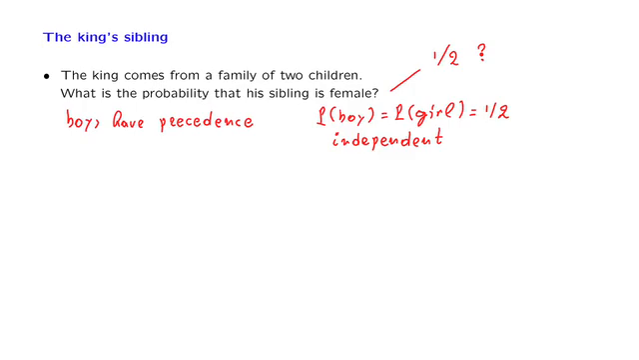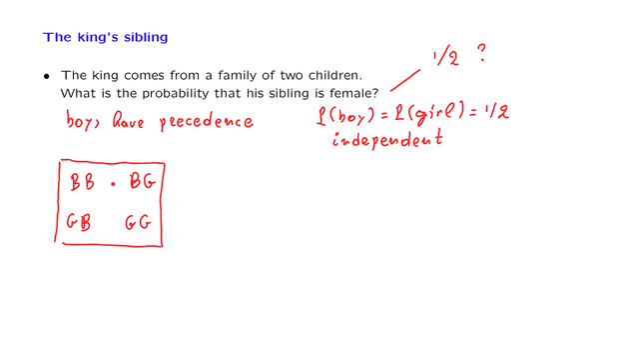Well, let's see. We have to make a more precise model, so let's go ahead with it. We have 2 children, so there are 4 possible outcomes: boy-boy, boy-girl, girl-boy, and girl-girl. Each one of these outcomes has probability 1/4 according to our assumptions. For example, the probability of a boy followed by a boy is 1/2 times 1/2, where we're also using independence. So each one of these 4 outcomes has the same probability, 1/4.